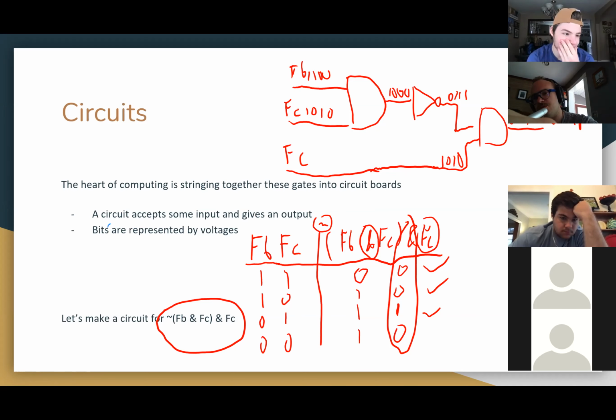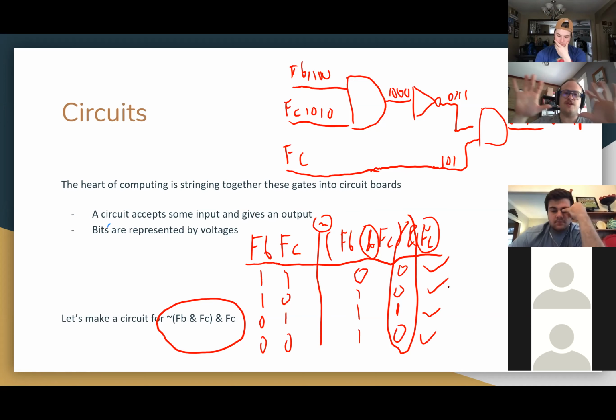So the output is 0. So we've matched the truth functioning of this formula with a binary functioning of this circuit board by stringing together multiple gates and drawing up this diagram with input wires going to the appropriate gates. And this is actually what these circuit boards, if you look at them at a certain level of detail, will look like.